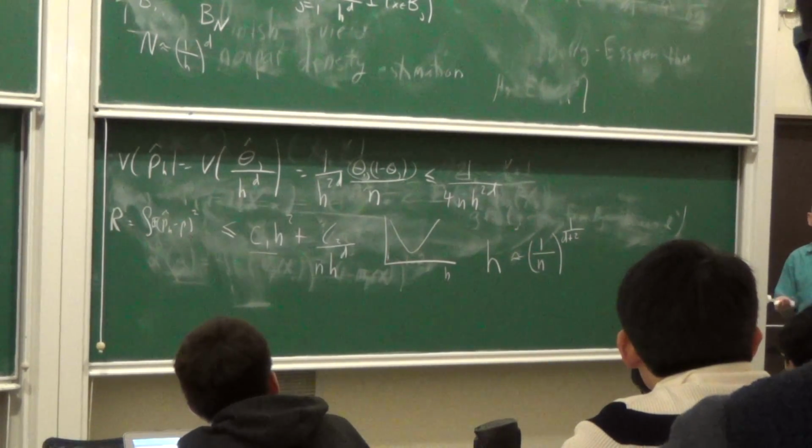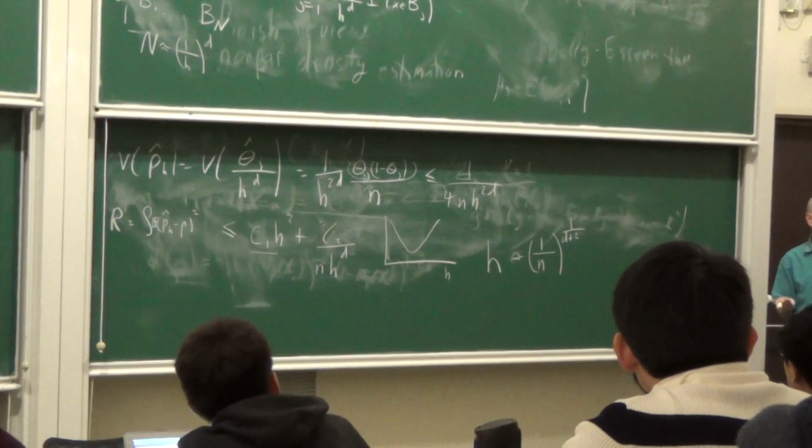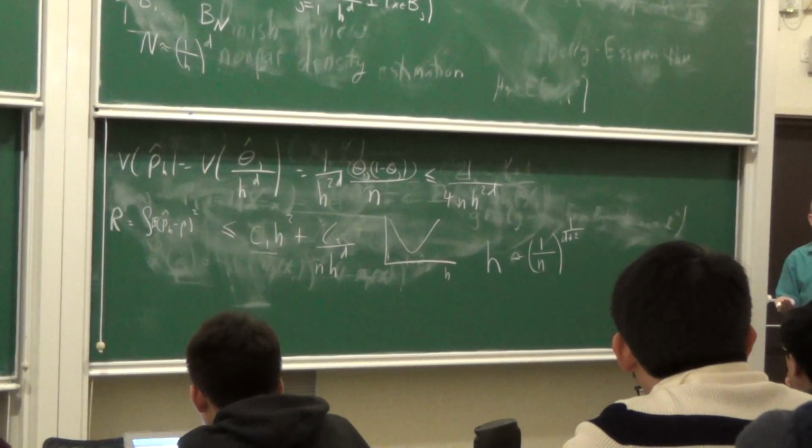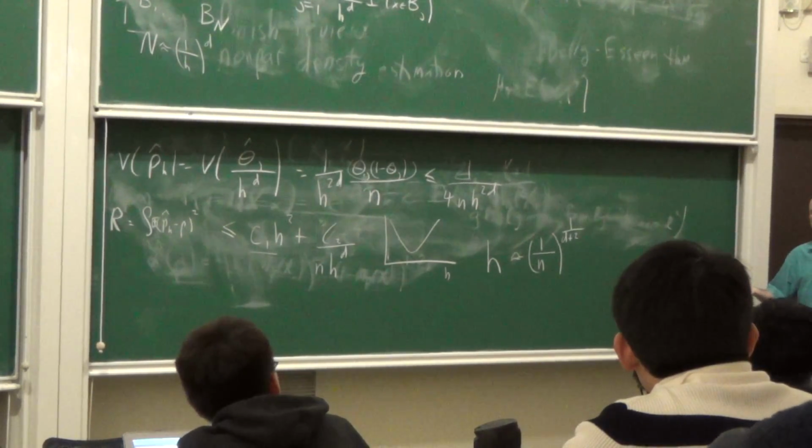This is an example of how a little calculation shows you something that you'd never guess intuitively. Right? If somebody said, what do you think the optimal bin width is for a histogram? You would never go 1 over n to the 1/3. Right? You have to do the calculation to see it.